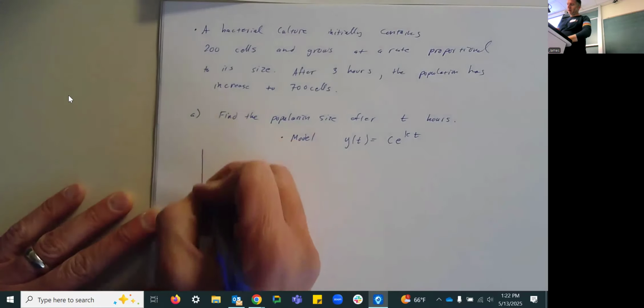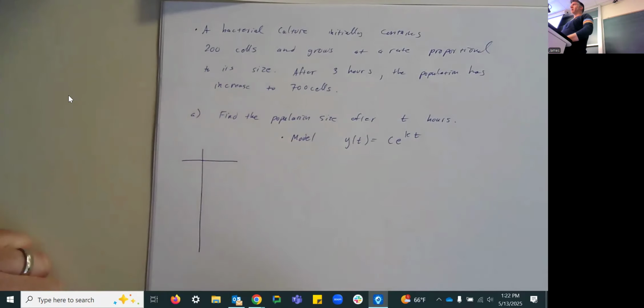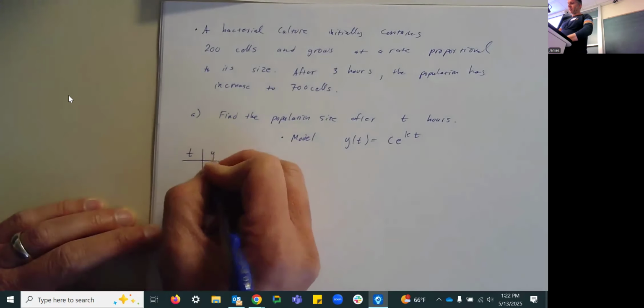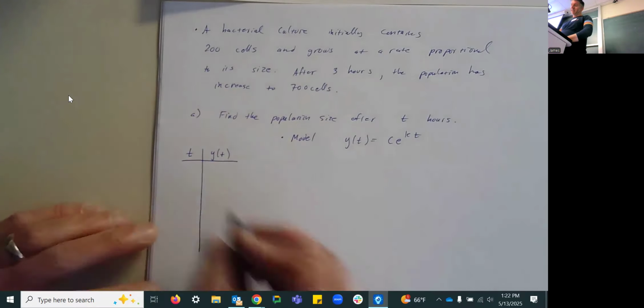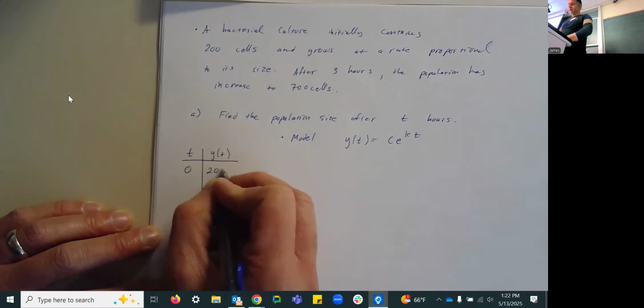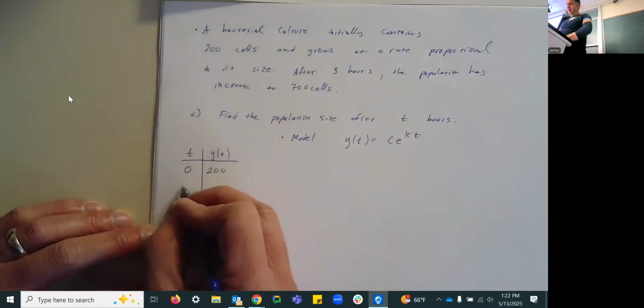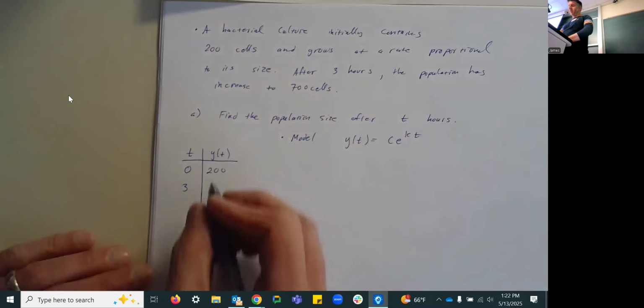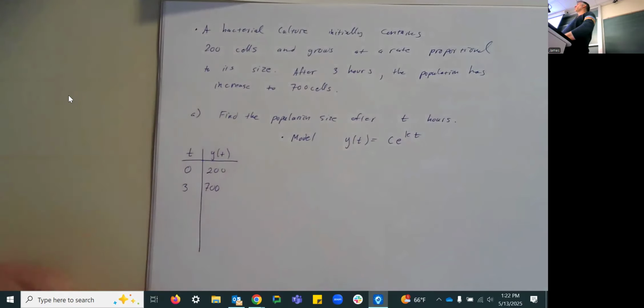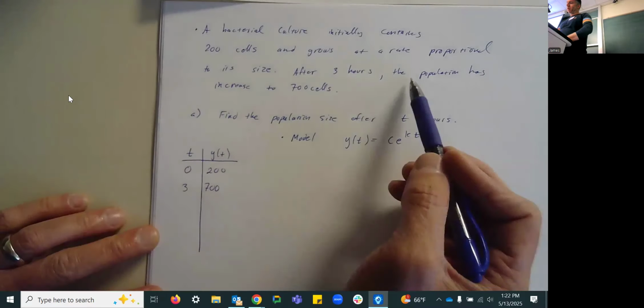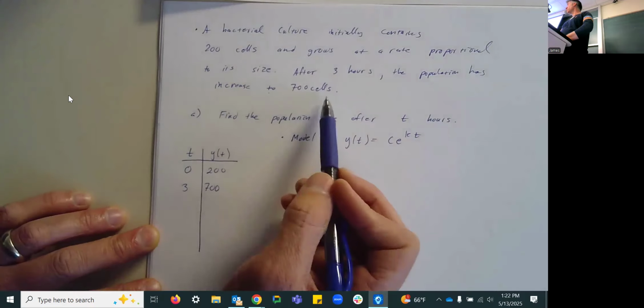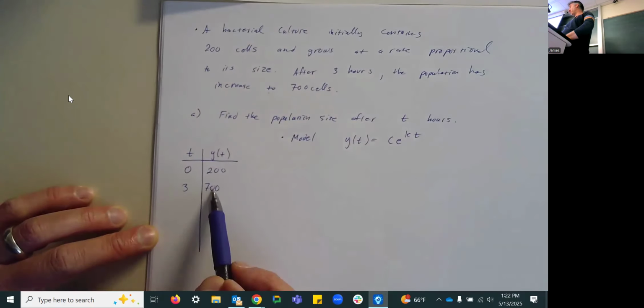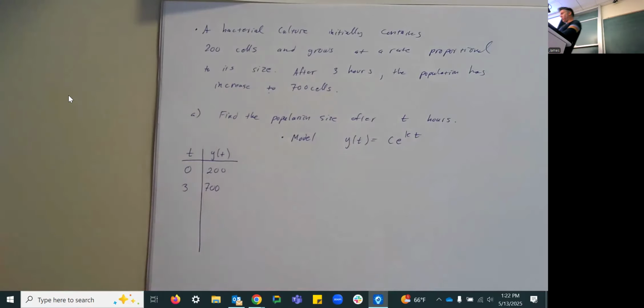So here's the setup. I still like to draw my little table with times on the left and amounts on the right. At the initial time, time 0, this has 200 cells. And 3 hours later, I have 700 cells. Now be careful. If I just changed one word, I could change this 700 to 900. If I had said the population has increased by 700 cells, then that would be 900 after 3 hours, not 700. So you have to read the words. Usually people don't do it that way, but I could see someone doing it just to make it a little extra tricky. So you have to read the words carefully.